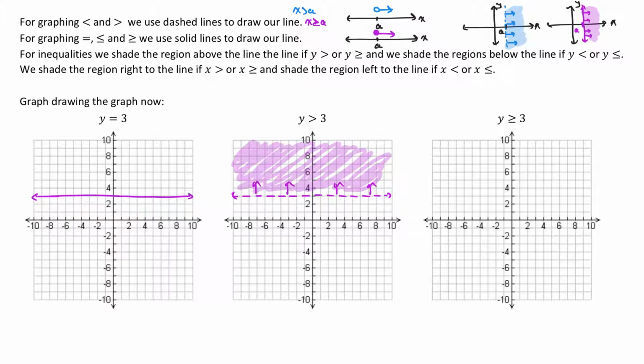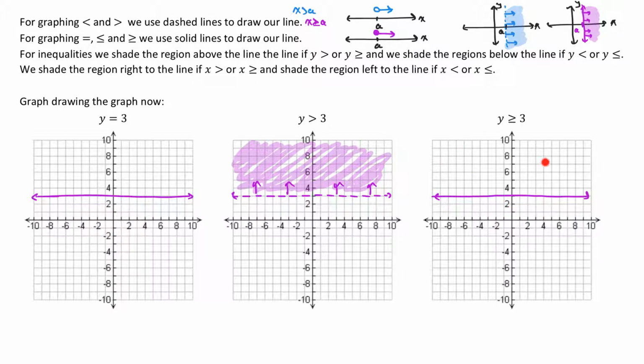The next one says y is larger or equal to 3. This time it's also equal to 3, so to indicate that it could also equal 3, I will use a solid line. That means that y value here could be anything of 3 or larger, so it could be 4, 5, 6, 7, 8, 9. It can't be 1, so that region cannot be shaded.